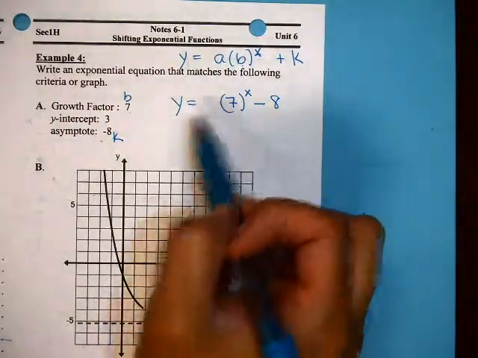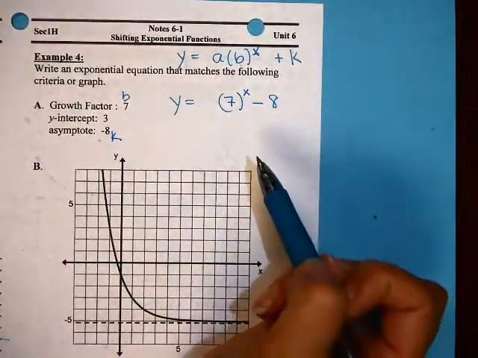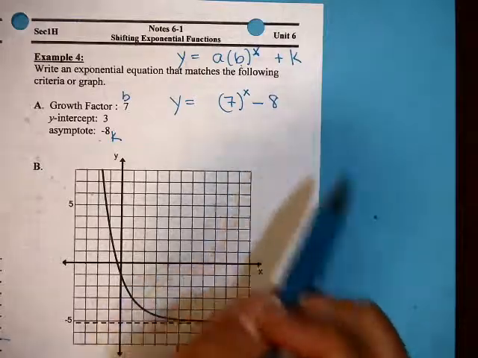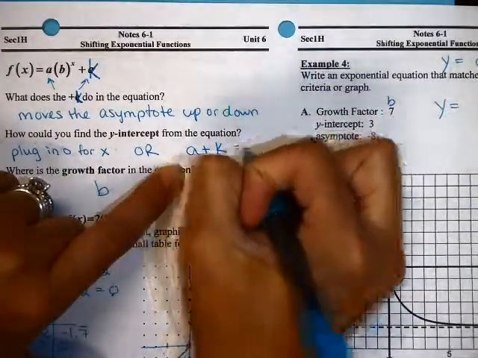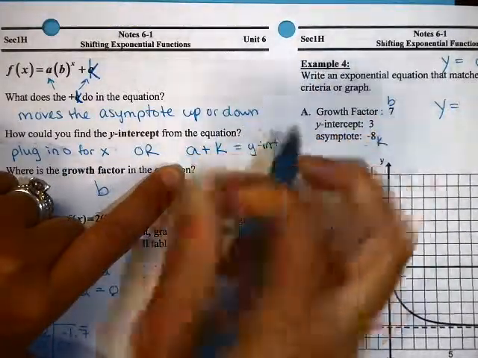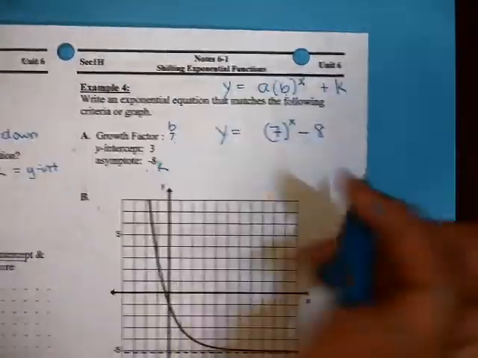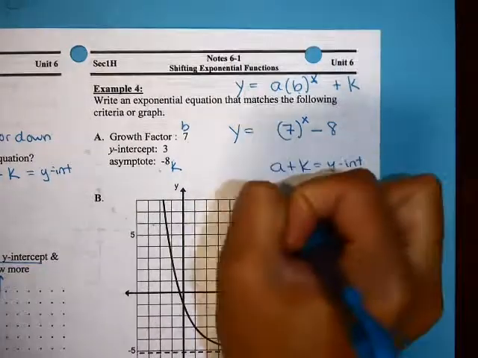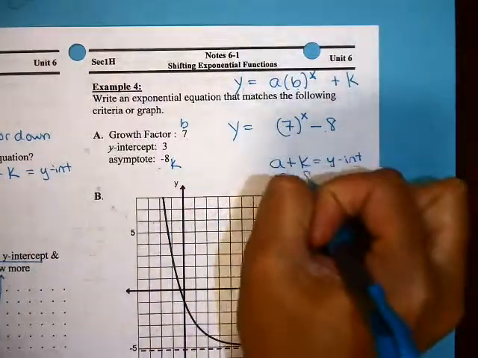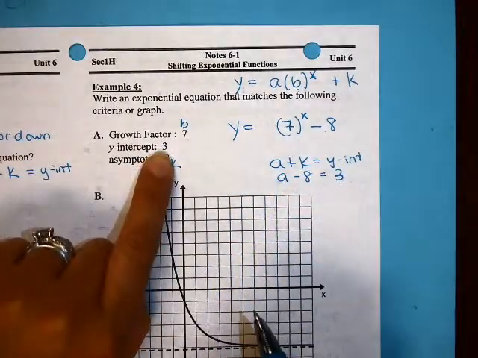Then we know that the y-intercept is going to equal 3 when we take this number and take away 8 from it. So we can think of that as an equation. Go back to what we wrote. To find the y-intercept, do a plus k. And think that that equals your y-intercept. A plus k equals the y-intercept. Let's write that again here. A plus k equals the y-intercept. So a minus 8, that's the plus k, plus negative 8, or minus 8, equals 3, my y-intercept.